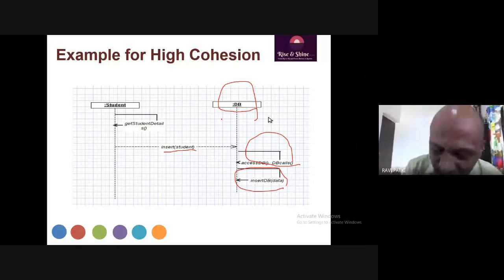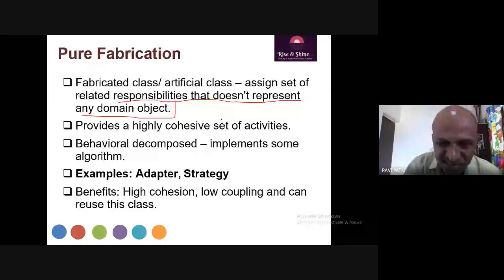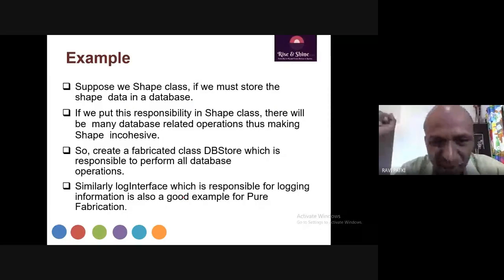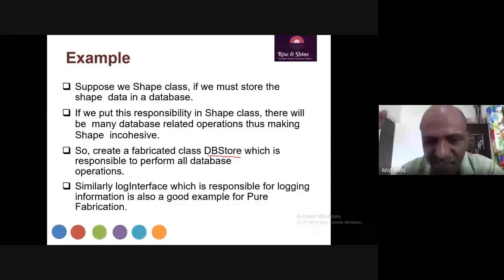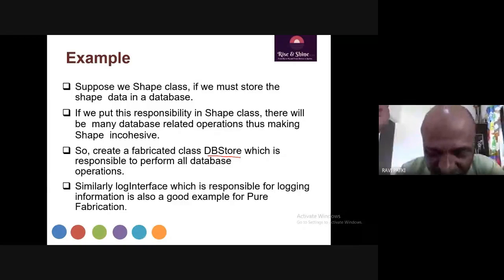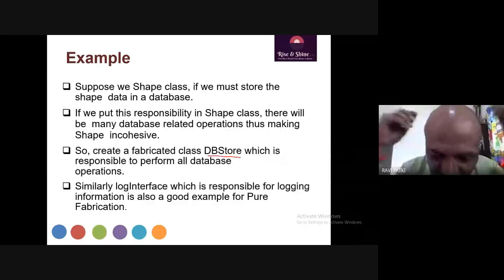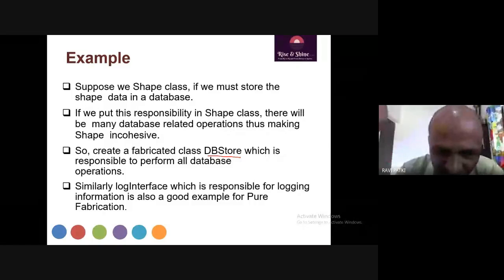Again, while designing a fabricated class, we are achieving cohesion also. See here, we have the benefit of high cohesion. So the same example I have given, but instead of student I have given a fabricated class DB store, which is responsible to perform all database-related operations. So a fabricated class does not mean a dumping ground that keeps all responsibilities in one class. No, you can design the related resource.